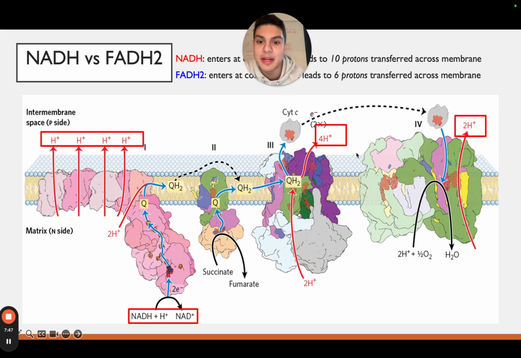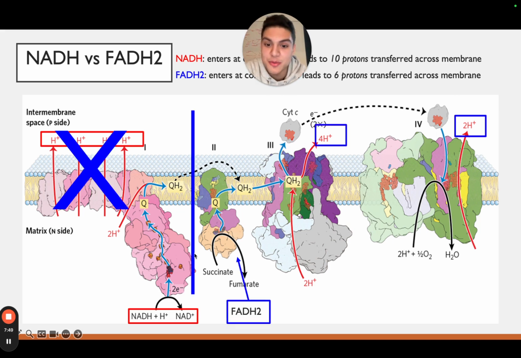So something to keep in mind. For FADH2, we're going to entirely skip complex 1. We're not going to deal with this, so we're not pumping these 4 protons anymore. We're skipping that, and that's very crucial because we know the proton motive force is what drives ATP synthesis. So this is going to be less efficient, is what you could say.